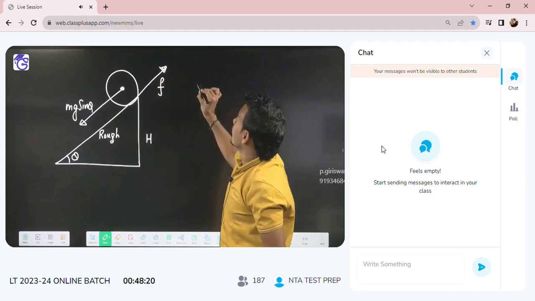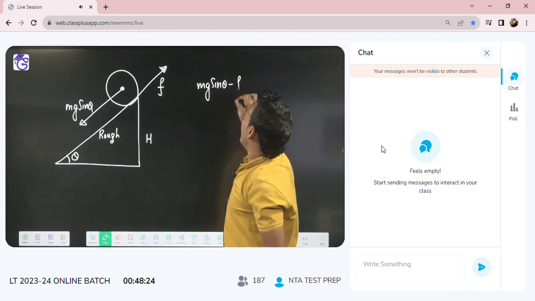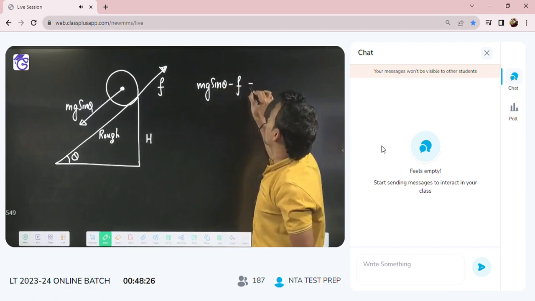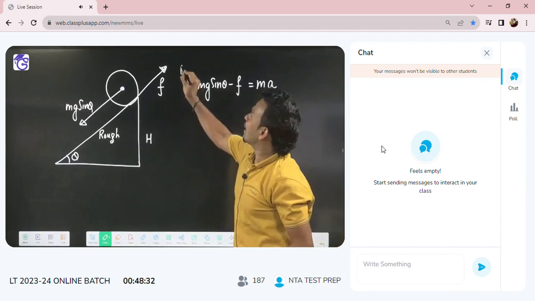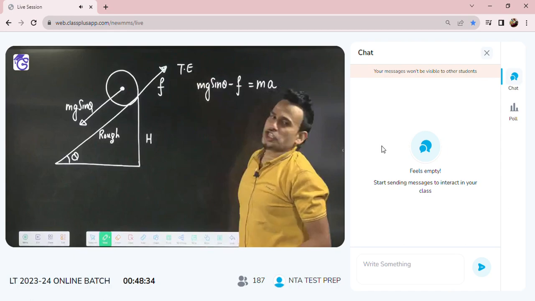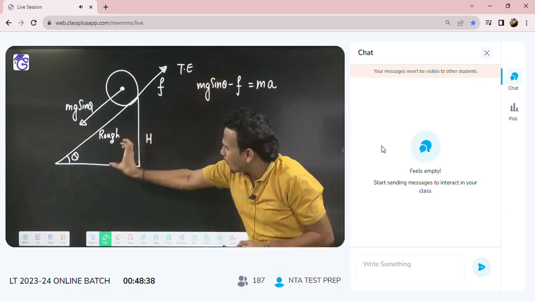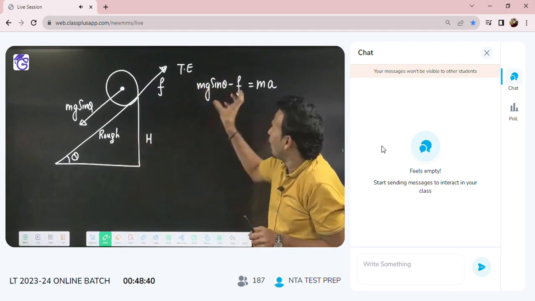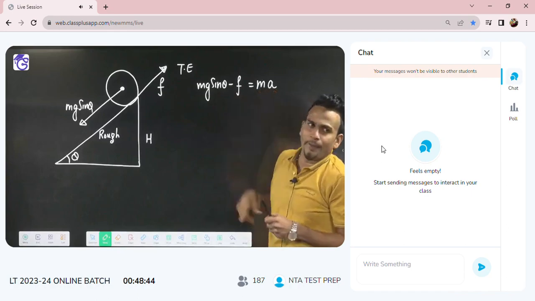So, net force on the body will become mg sin theta minus F. And you know net force on the body will be equal to m into A. This is the equation that we got for its translational motion. Mg sin theta down, friction up. So net downward force, the body is coming downward. So net downward force will become mg sin theta minus friction equal to ma.